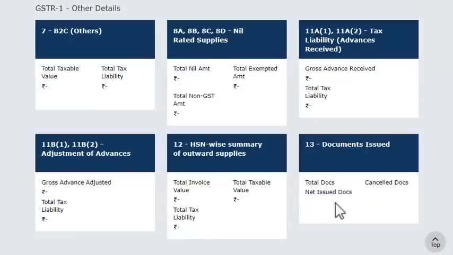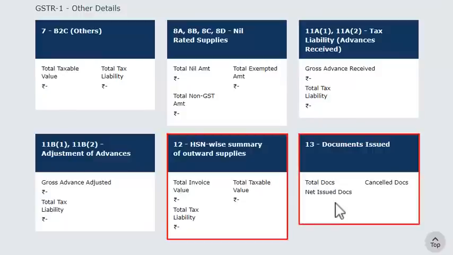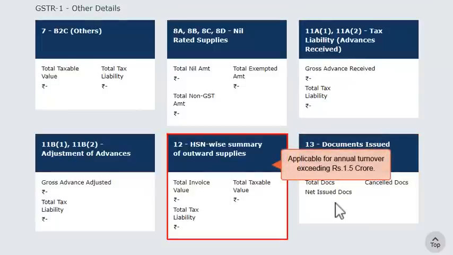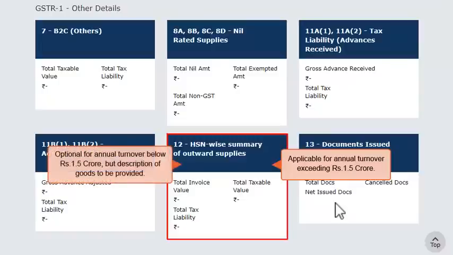Before concluding this course, I want to show in brief two more categories. These are HSN or SAC Summary of Outward Supplies and the section that captures the list of documents issued. The HSN or SAC-wise summary of outward supplies needs to be reported if the annual turnover exceeds 1.5 crore rupees. Providing this summary with annual turnover of less than 1.5 crore rupees is optional, but the taxpayer still needs to provide information about the description of goods.